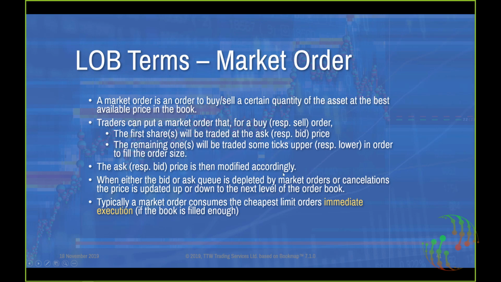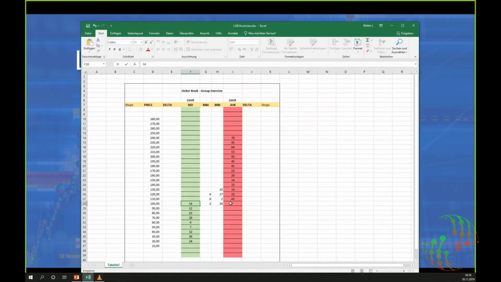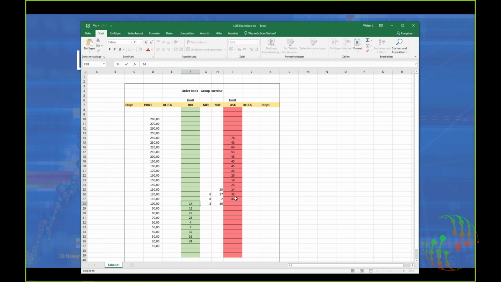That's what we did here, very slowly, to calculate the traded numbers. But it's okay to do this now and then, to understand the whole mechanic. When either the bid or ask queue is depleted by market orders or cancellations, the price is updated up or down to the next level of the order book. And this up and down depends on the matching engine. That's a program, an algorithm at the CME.